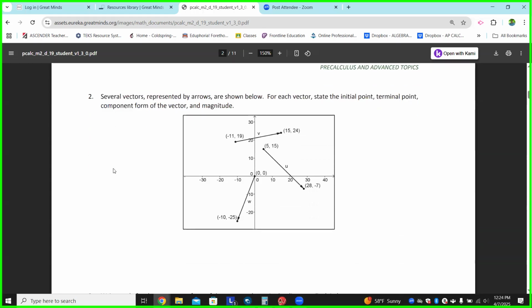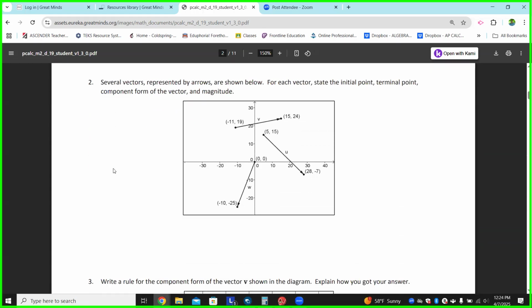So in question 2, several more vectors represented by arrows are shown below. For each vector, we're going to state the initial point, terminal point, component form, and magnitude. All right, so we'll quickly review what we just did.